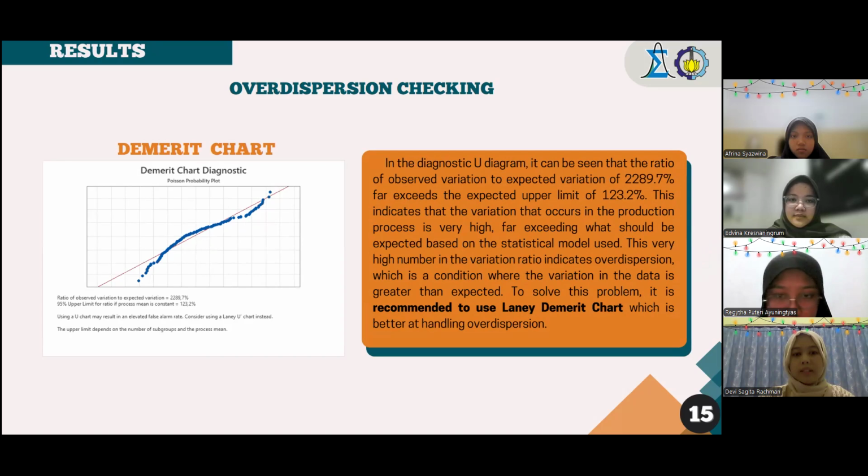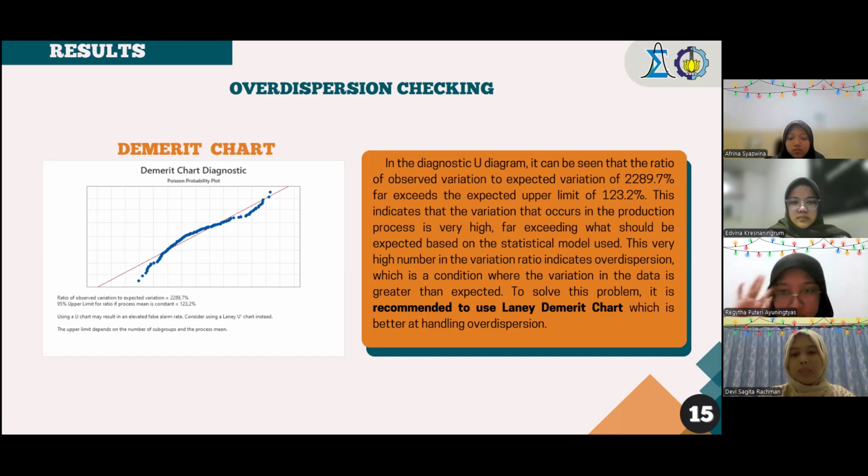Next, the demerit chart diagnostic. In the diagnostic demerit chart, it can be seen that the ratio of observed variation to expected variation is 2000 and 289.7%, far exceeding the expected upper limit of 1123.2%. This indicates that the variation that occurs in the production process is very high, far more than should be expected based on the statistical model used.